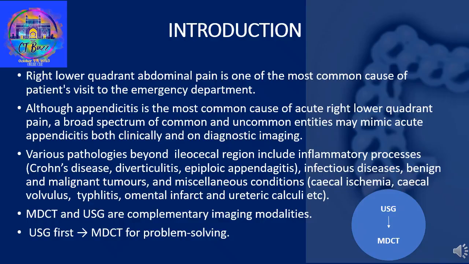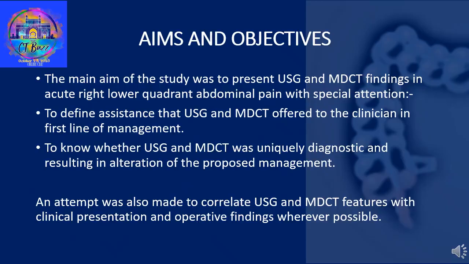CT and ultrasound are complementary imaging modalities. Ultrasound is done first, followed by CT for problem solving in inconclusive cases. The main aim of the study was to present ultrasound and CT findings in acute right lower quadrant abdominal pain with an attempt to correlate ultrasound and CT features with clinical presentation and operative findings wherever possible.